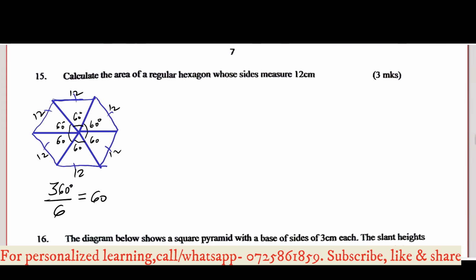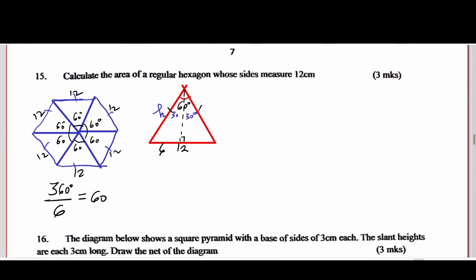So I can extract one triangle, and that is what I'm going to use to calculate the area. Now look at that triangle. This angle is 60, this side is equal to this, and then this side is 12. If I drop a perpendicular bisector there, this will be 6, and this angle here will be 30, and this one will be 30. So I can get the hypotenuse by simply using the trig ratios, using either of these right angle triangles.